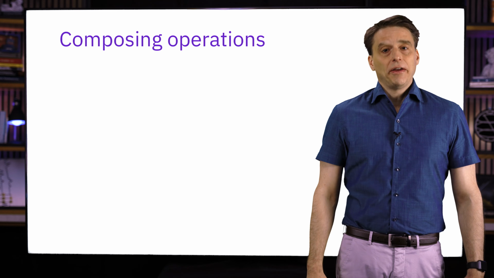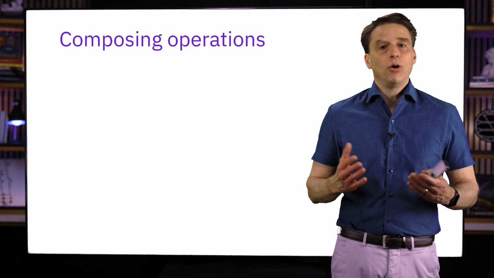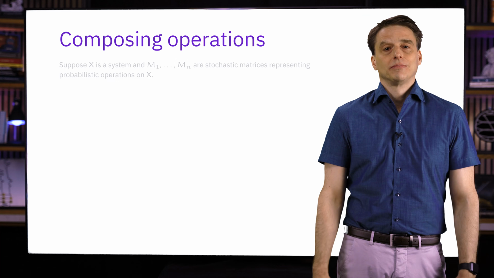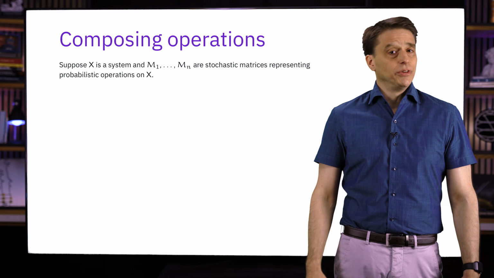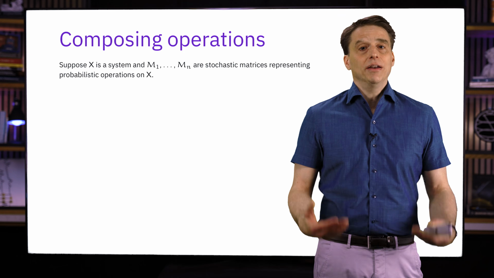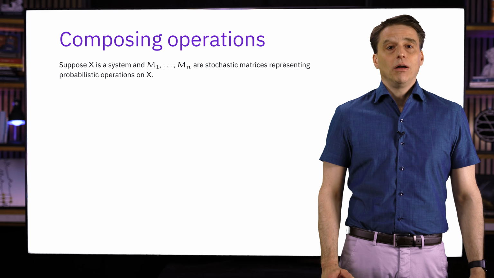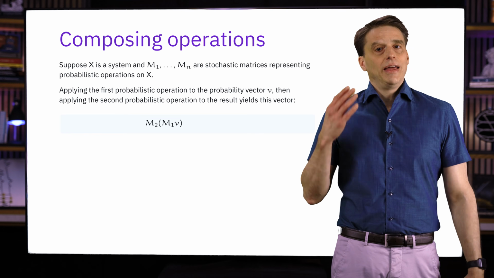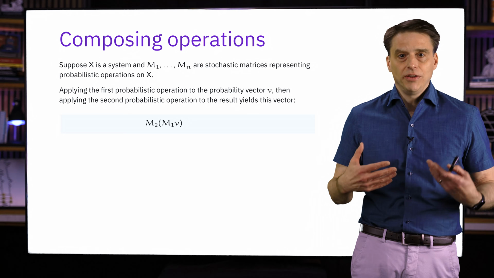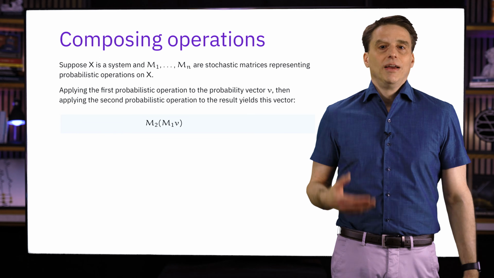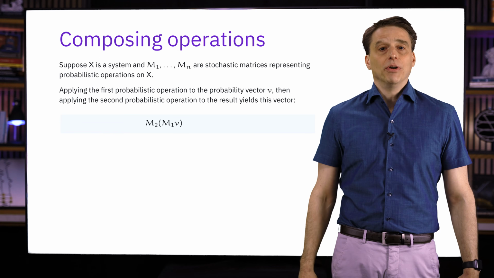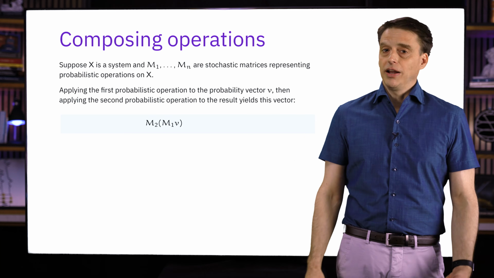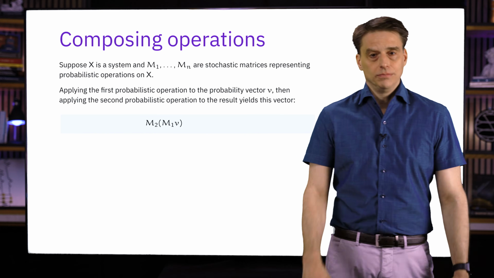The last thing to say about classical information for this lesson concerns composing probabilistic operations, which just means performing one after the other. Let's suppose that we have some system named X, and M1 through Mn are stochastic matrices representing probabilistic operations on X. Imagine first that we have a probability vector V, which represents a probabilistic state of X at some moment, and then we first apply the first probabilistic operation to X, which is represented by the matrix M1, and then we apply the second probabilistic operation, which is represented by M2.